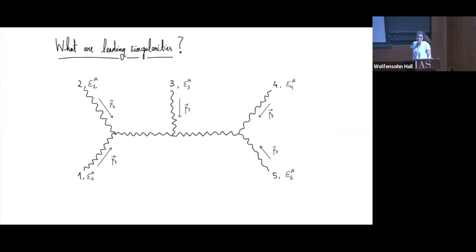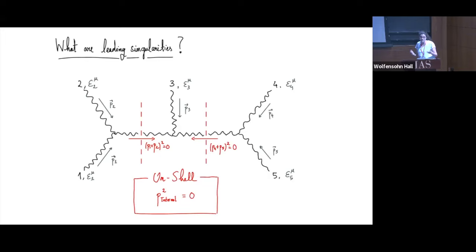Let's take some scattering process, say a 5-point gluon amplitude at tree level. Then the answer is given by some Feynman diagrams, in particular one of them, this one over here. And we know that if we go near the kinematical locus where we put both internal propagators on shell, then the answer is actually dominated by this diagram. And the leading singularity is what we get after we take the residues where we put both internal propagators on shell. So how do we traditionally go about computing these objects?